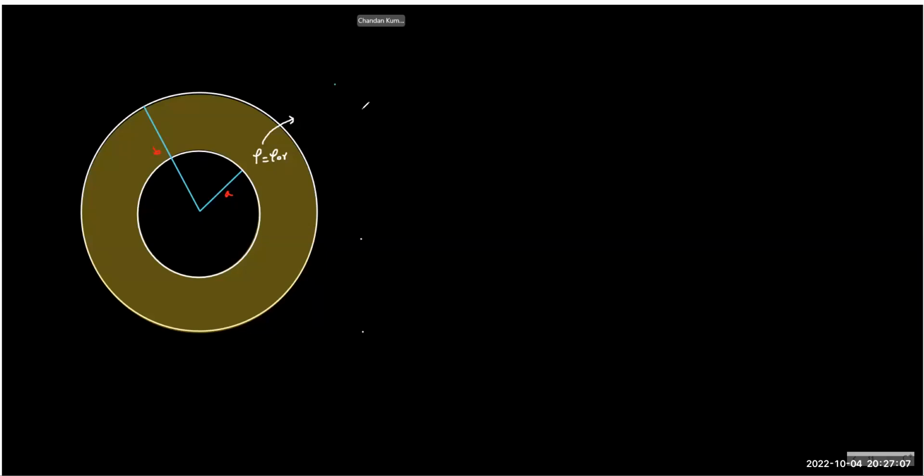Correct. Very good. So here the dR will be how much? Rho, which is rho naught r, times dr by 4 pi r square. Very good. I'm just writing the answer.